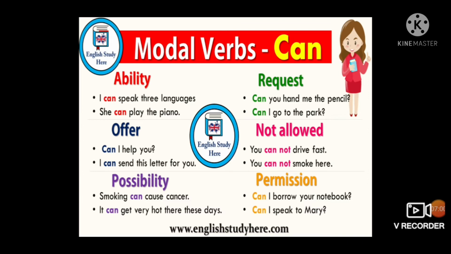Then look, first one, ability. I can speak 3 languages. So that is called ability in the present, not in the past, ability in the present. That means presently he can speak 3 languages. That means he has the ability to speak 3 languages. She can play the piano. She has the ability to play the piano.